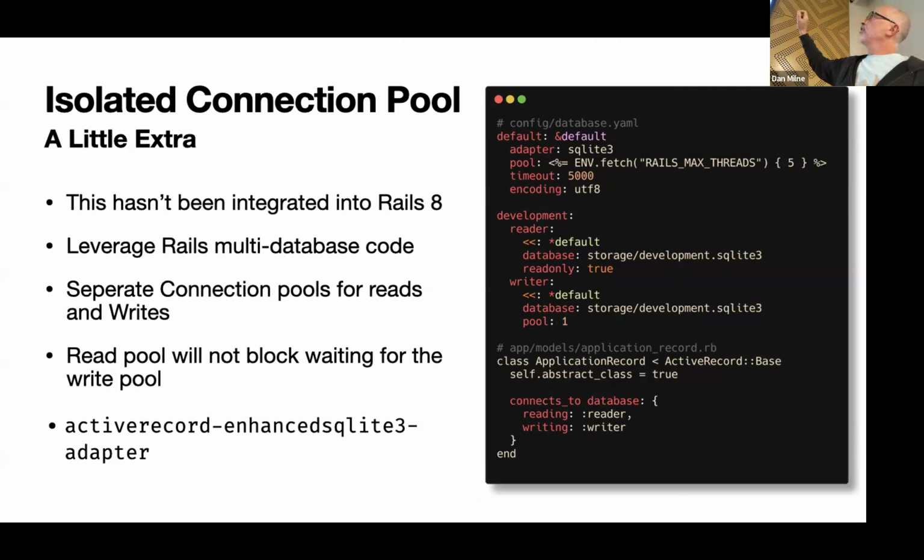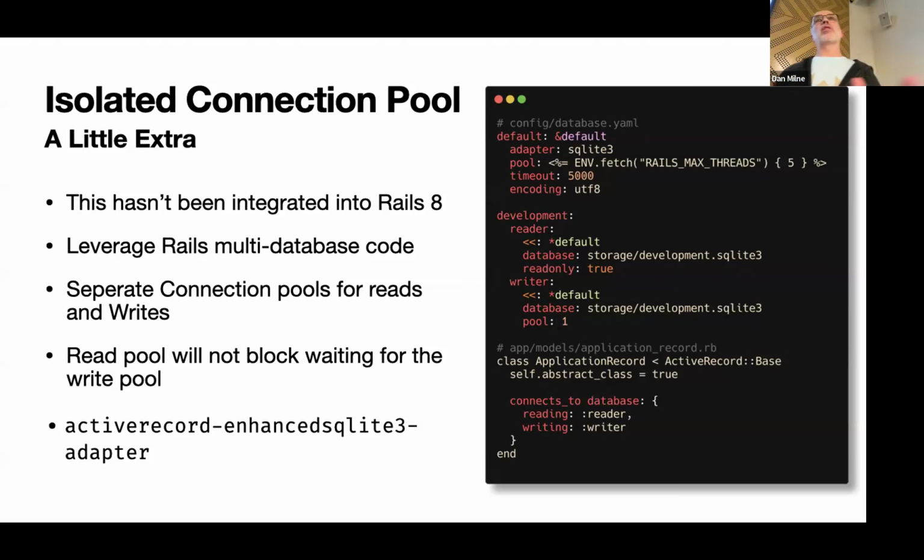He set it up, you can see here, development, reader and writer. It points to the same database. The writer has a pool of one, and then inside your application record, this is where you set where reads and writes go. This is not all of the code, but this is the bulk of it. So what this does is, when you attempt to do a read from SQLite, you'll read from the reader pool, and a write will go to the writer pool.